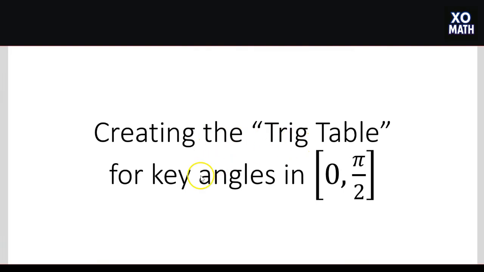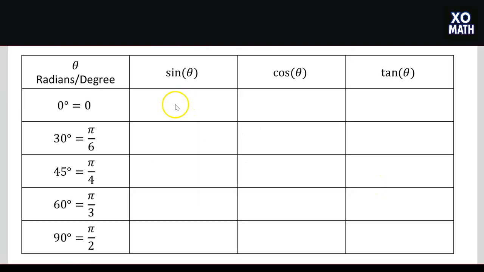Creating the trig table for key angles in the interval from 0 to pi over 2. It's really helpful to be familiar with the values of sine, cosine, and tangent for these key angles between 0 and pi over 2. To create this table, we'd have to start by creating a column for sine, cosine, and tangent, and listing these key angles in order: 0, pi over 6, pi over 4, pi over 3, and pi over 2. But there's a nice little shortcut method for creating the values that go in the table.